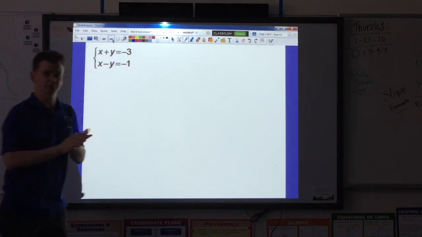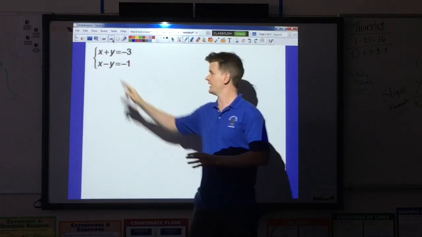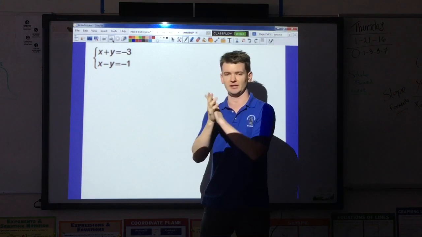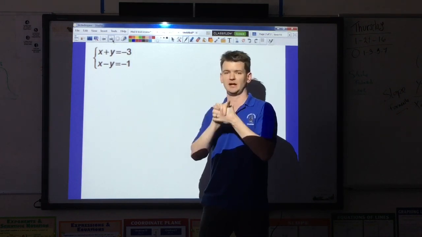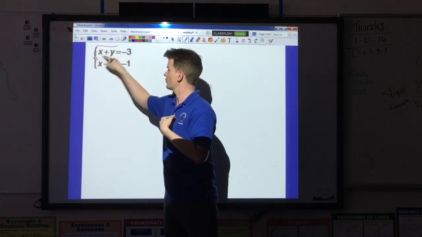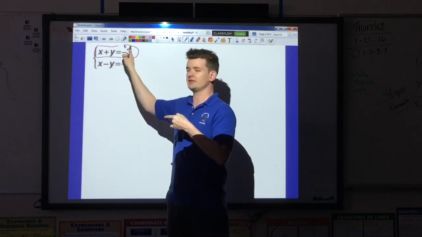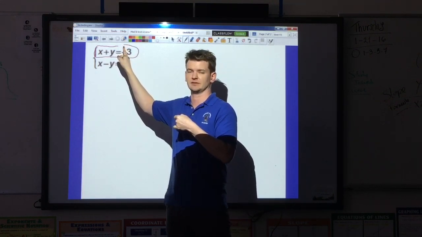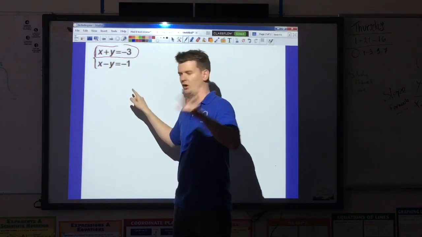Last one here, I got a problem. I got nothing isolated. I have an x and a y on the left side, I have an x and a negative y on the left side of the bottom. So what you do here is you have to decide what do you want to isolate. Easiest route, in my opinion, is to work with this top equation. I have a positive x, positive y, so I'm going to move one of these variables to the other side. That will get the opposite variable alone. What am I saying? Watch.